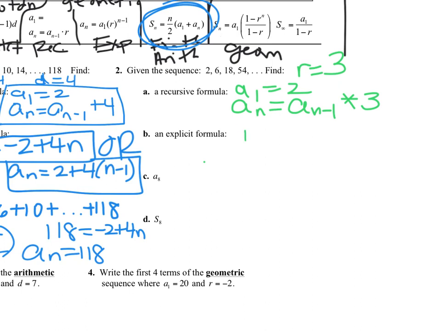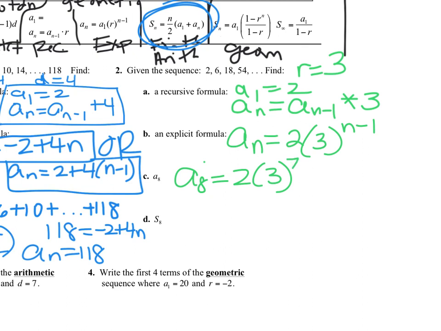Here we go. Explicit formula is a sub n equals a sub 1, which is 2, times 3 to the n minus 1. Okay? Do you see it? It's right at the top. And now to find the 8th term, a sub 8 equals 2 times 3 to the 7th. This is 8 minus 1. It's pretty big, huh? 4374. That's the 8th term.